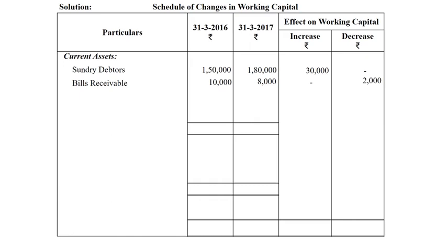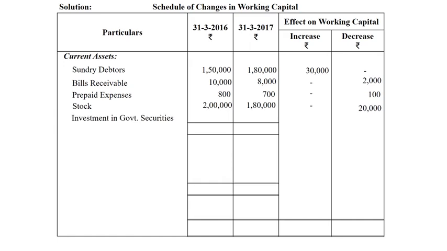Okay. Next one is prepaid expenses. Another current asset. Amounts 800, 700. Decreasing. So 800, 700 decreasing. A decrease in current assets decreases working capital. Therefore, write 100 rupees under the decrease column. Next, stock amount is 2 lakhs and 1,80,000. Again decreasing, so it decreases working capital by 20,000.